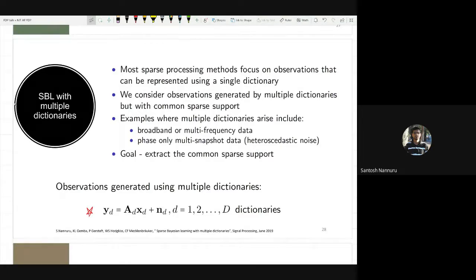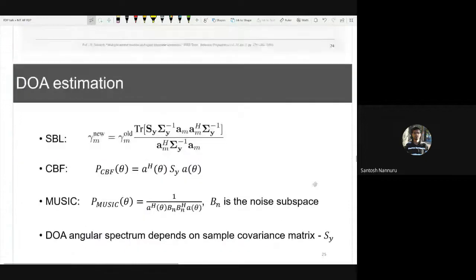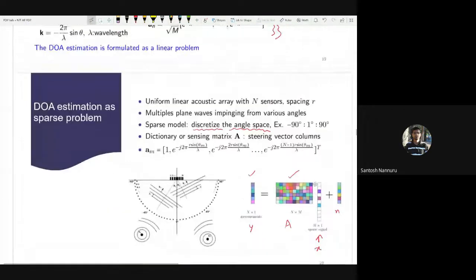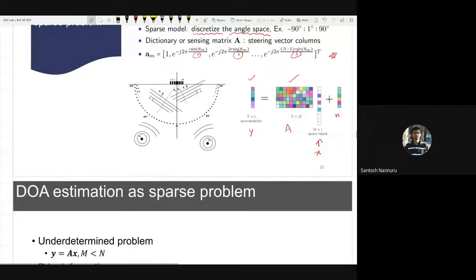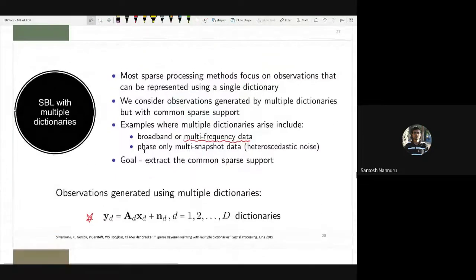But in some cases, you may have a different problem where the dictionary is different every time. Each observation is from a different dictionary. An example where this will happen is when you have multi-frequency data. Very common example. If you look at the steering vector matrix A, it consists of steering vectors, and these depend on lambda, or the frequency. You can write this in terms of frequency as well. So A is a frequency dependent matrix. It depends on what narrowband signal you're processing, your A will change.